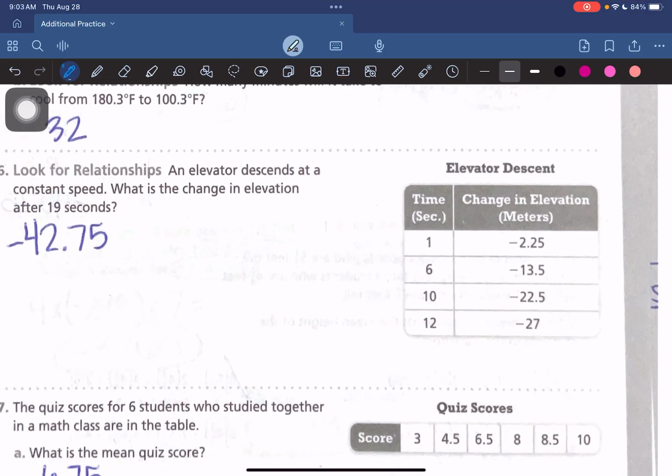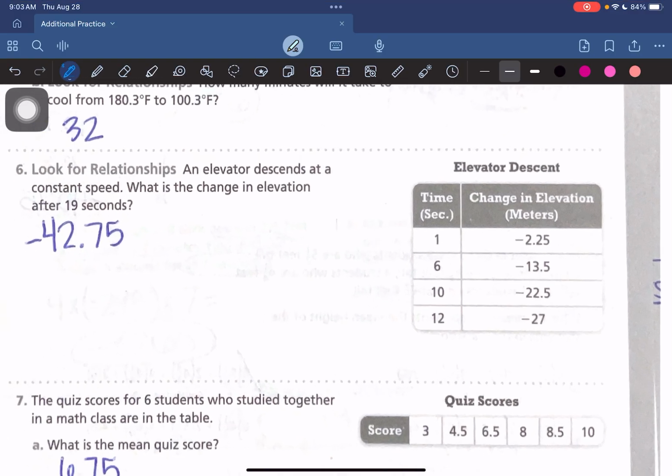If we look over to the right, we can see the numbers that we are dealing with. If it is going at a constant speed, that means every single minute it is traveling at the same speed. And we know in 1 minute, it's going negative 2.25. Sorry, 1 second, not 1 minute. So we can take that negative 2.25, we can multiply that by 19, and that is how we would get negative 42.75 feet per second.